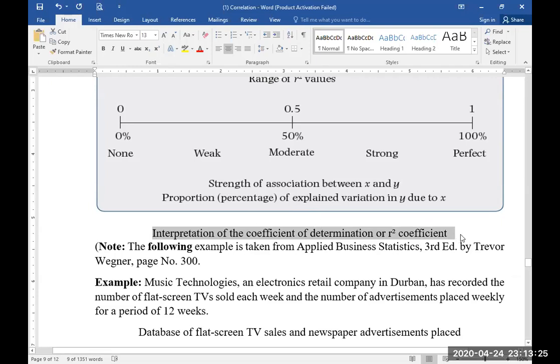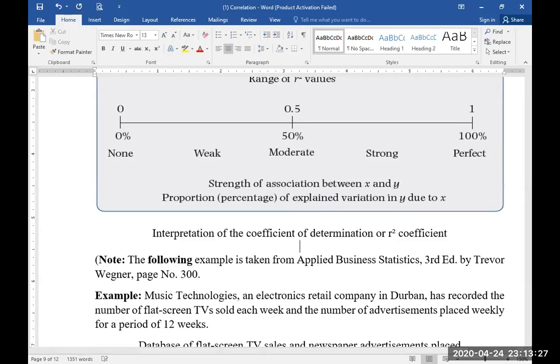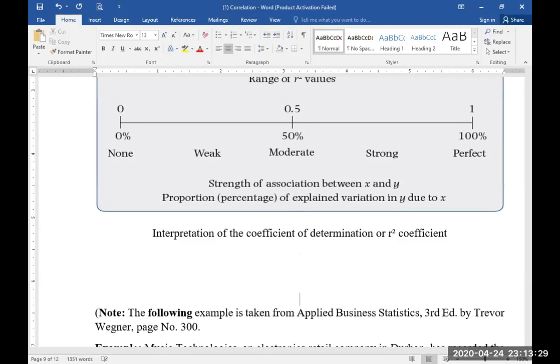Students, it's enough for this time, and we will explain from the next example of the correlation coefficient between the variables.